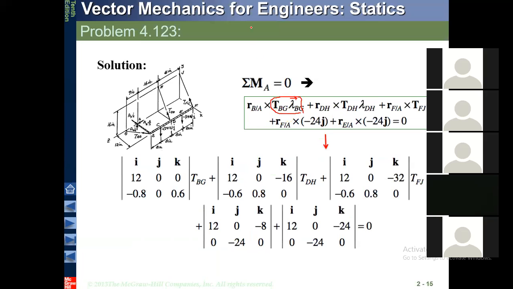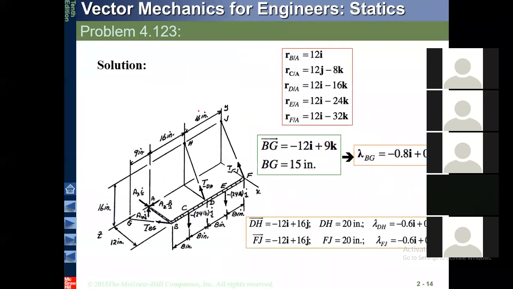So as you know, you have any vector equal to the magnitude of that vector times the unit vector along the direction of that force. So this is the right form. So this T should not be in bold case, and this lambda should have a vector sign. So this is how we're going to represent these unknown reactions here.